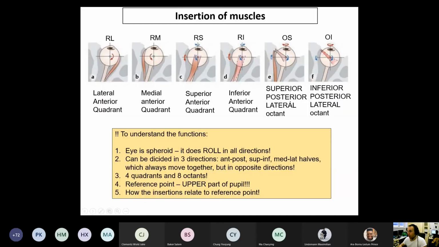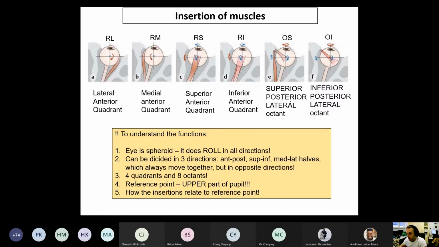Next, the insertion of the muscles has to be considered. First of all, the rectus lateralis muscle. That inserts in the anterior part of the eyeball in the lateral area, so the lateral anterior quadrant. In the first lecture about the eye, we talked about these divisions of the eyeball into octants.